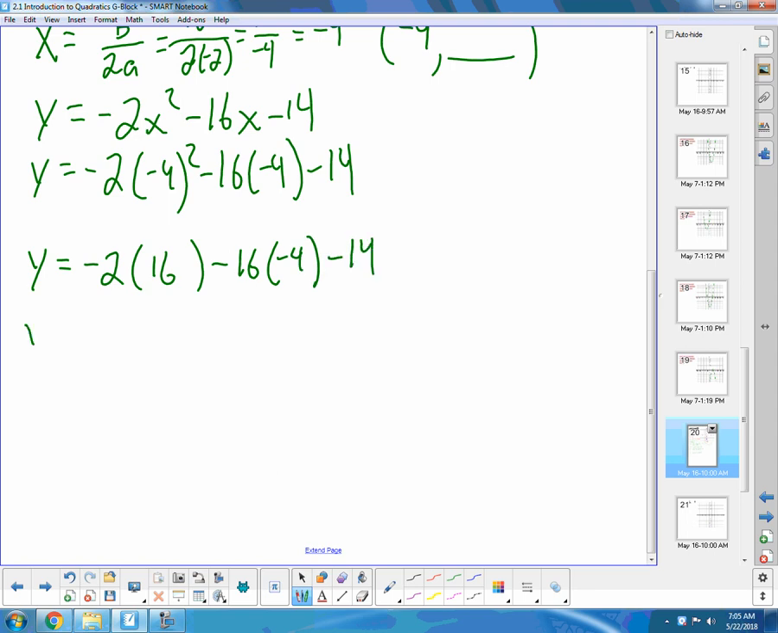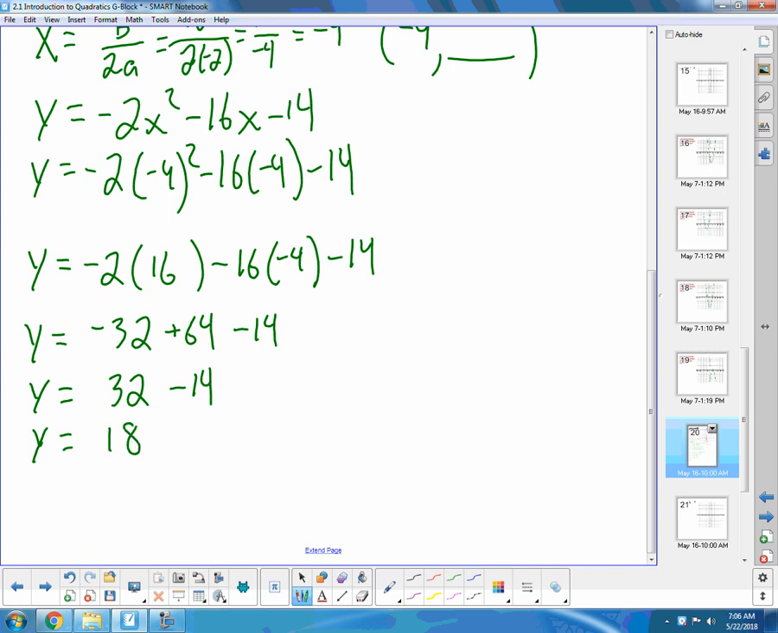Now I can work on my multiplications. Negative 2 times negative 16 is negative 32. Negative 16 times negative 4 is positive 64, minus 14. Addition and subtraction: negative 32 plus 64 is positive 32, minus 14. And 32 minus 14 is 18.